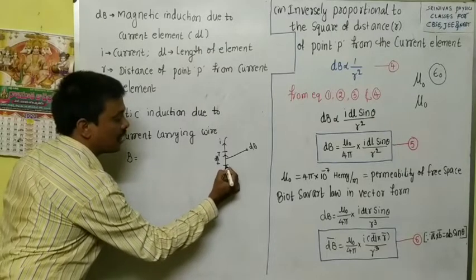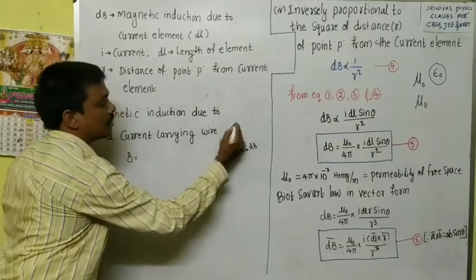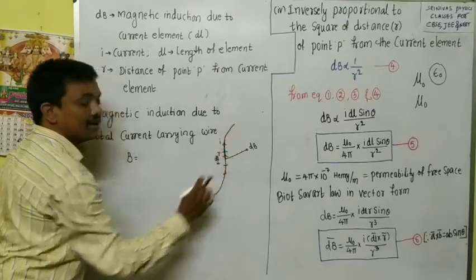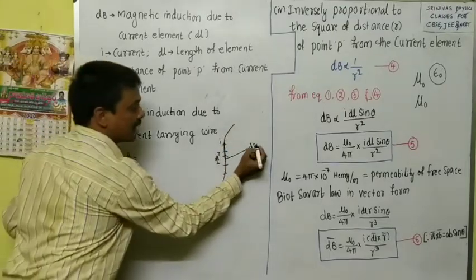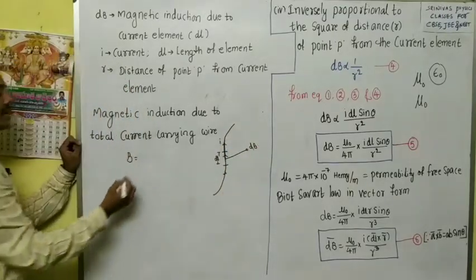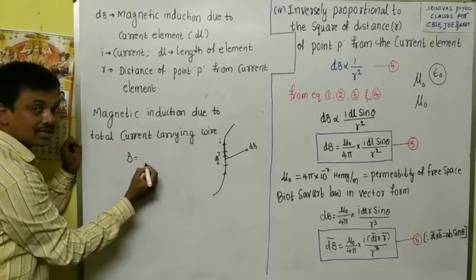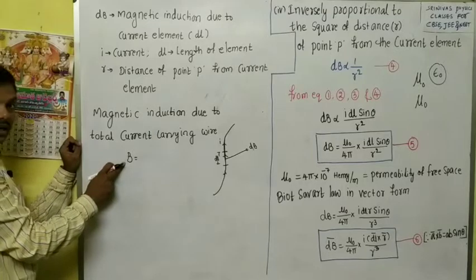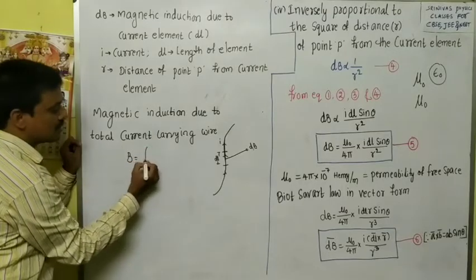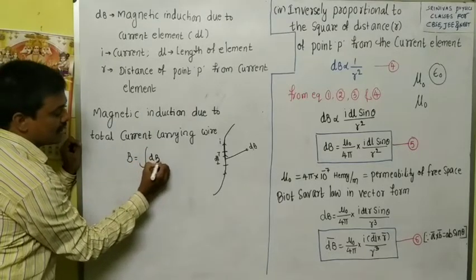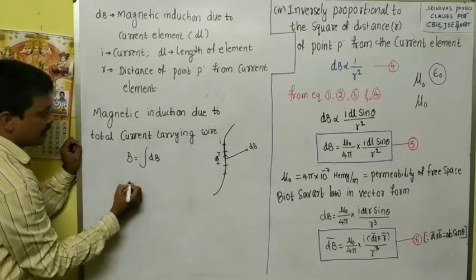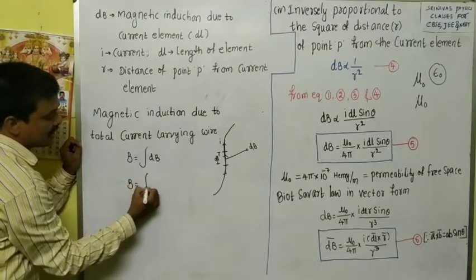We have to divide the total current carrying wire into different elements, and for every element find the magnetic induction, and all those magnetic inductions we have to add. That means the summation of small magnetic inductions due to small elements gives the total magnetic induction. Instead of summation we write the integration symbol. Then B is equal to integration dB.